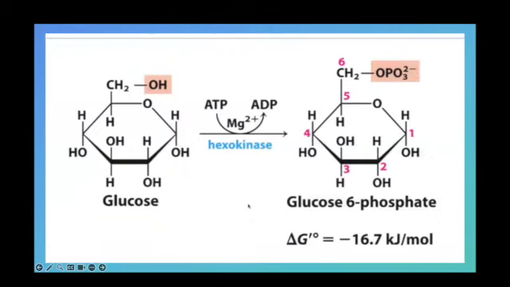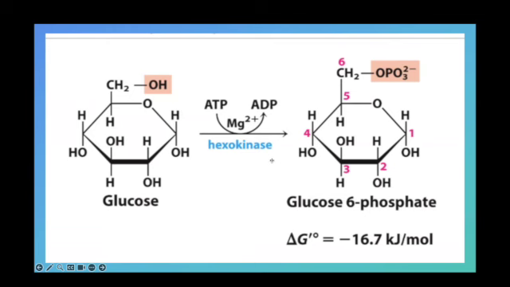So the first step, like I already said, is an activation step. We activate glucose via hexokinase. We add a phosphate group to the glucose molecule. The phosphate comes from a molecule of ATP. So we need to break down that ATP to add that phosphate group onto the C6 of glucose. We also have a cofactor, magnesium, which helps stabilize the negative charge in the ATP molecule. That is an important cofactor that hexokinase requires for this reaction.